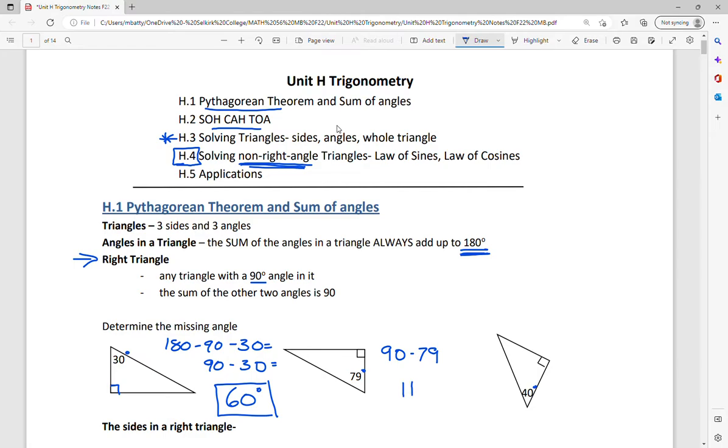And you can just solve for these. Easy peasy, stuff we've done before because you've done that geometry unit.